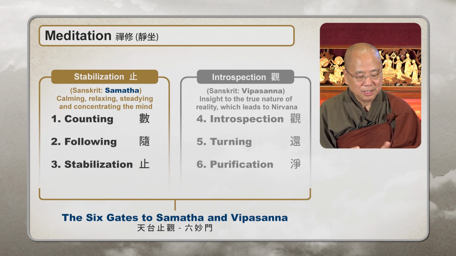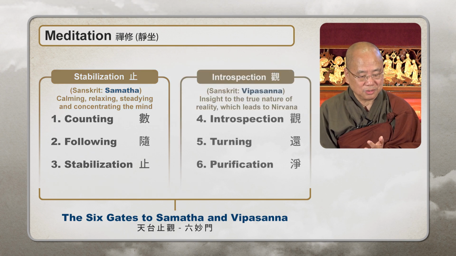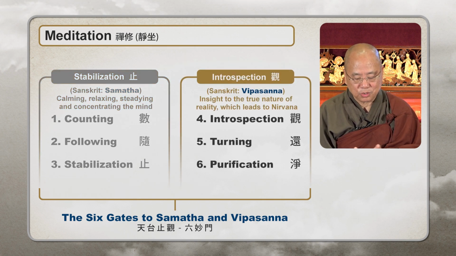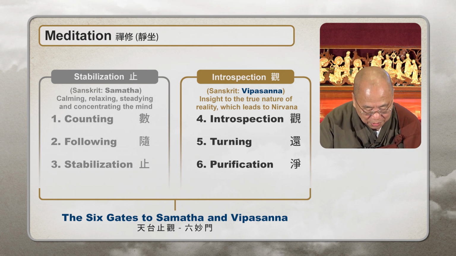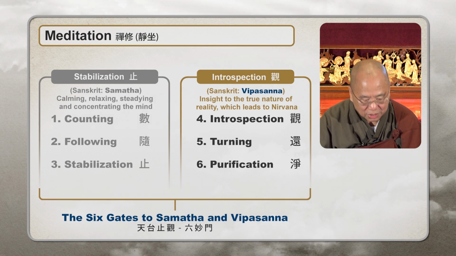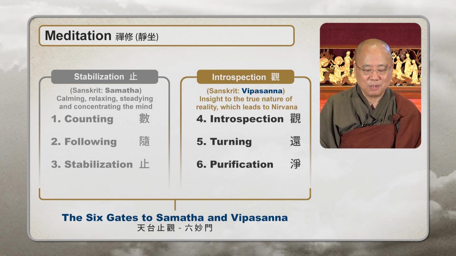So meditation, let's break it down into the method of it. Stabilization, it's counting, following, and calming, or stabilization. Introspection is introspection, returning or turning, and purification. These are the 6 doors, we call it, the 6 gates to samatha and vipassana. And let's just do a fast review.